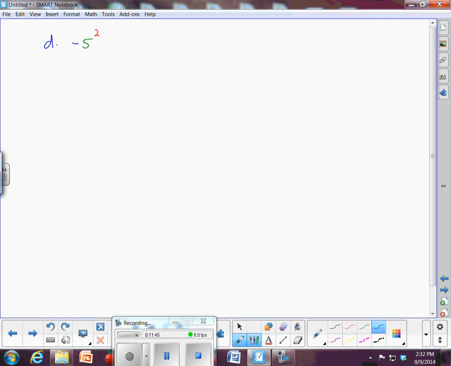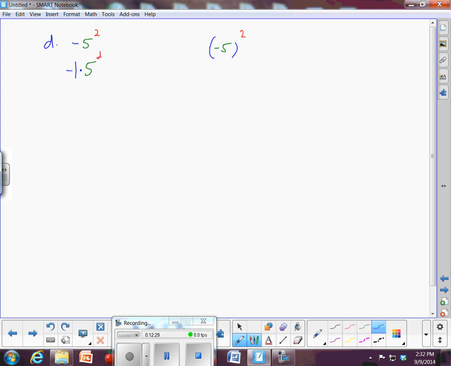Let me show you something else. Let's go over here to the right, and I'm going to stick a negative 5 in parentheses and square it with a red tip. Now, are these exactly the same value? Be careful, because calculators tend to want to tell you that they're the same value. It all depends on how you punch it in. But these are two different problems. The first one is the same as this: a negative 1 times a 5 squared.